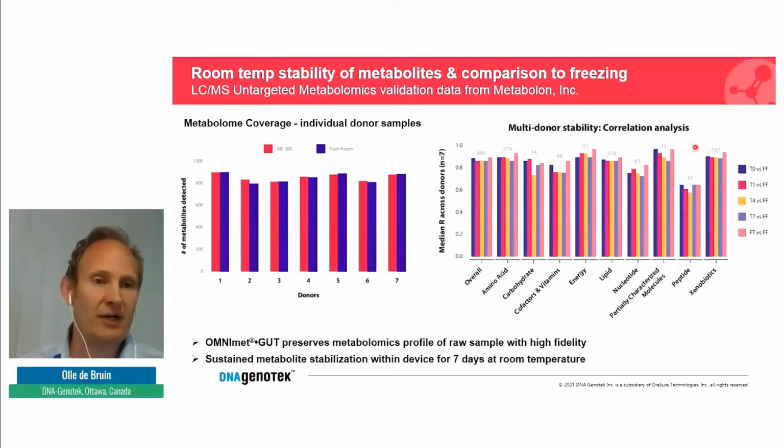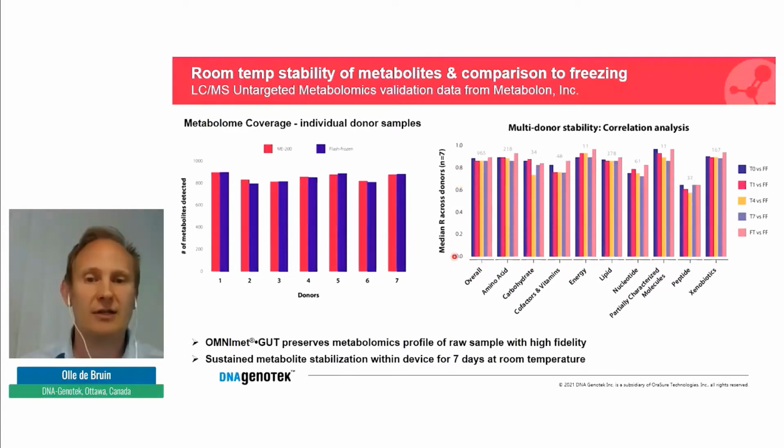Next, to your right, is a correlation analysis. Here we compared fresh frozen, again the same samples, and then we held them in OMNImet.GUT. The different colors indicate the time that the samples were held in OMNImet.GUT at room temperature: 0, 1, 4, and 7 days. These bars indicate the Spearman coefficient of all those metabolites.